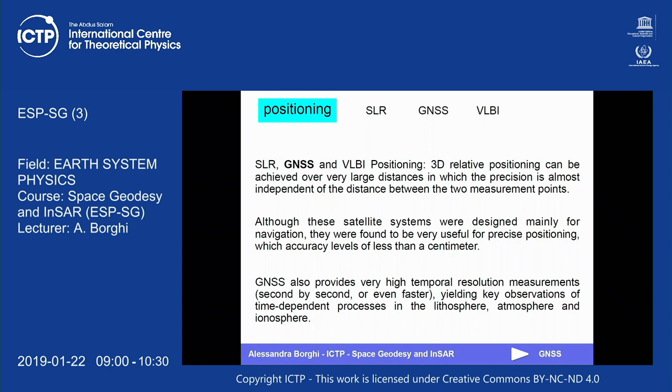We can have relative positioning between points, even if these points are very far from each other. We are going to see in detail the other characteristics, and I can skip.